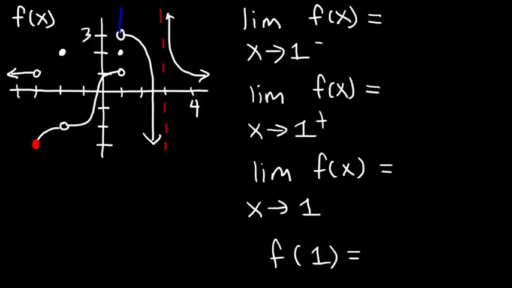So x is 1 anywhere along that vertical line. If we approach it from the left side, notice that the y value is positive 1 there. And if we approach it from the right side, the y value is 3. Because these two do not match, the limit as x approaches 1 does not exist. Now the function value at 1 is the closed circle, which has a y value of 2.